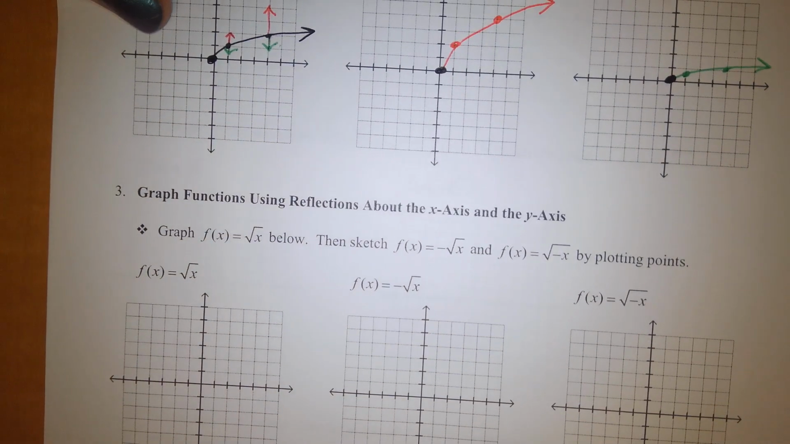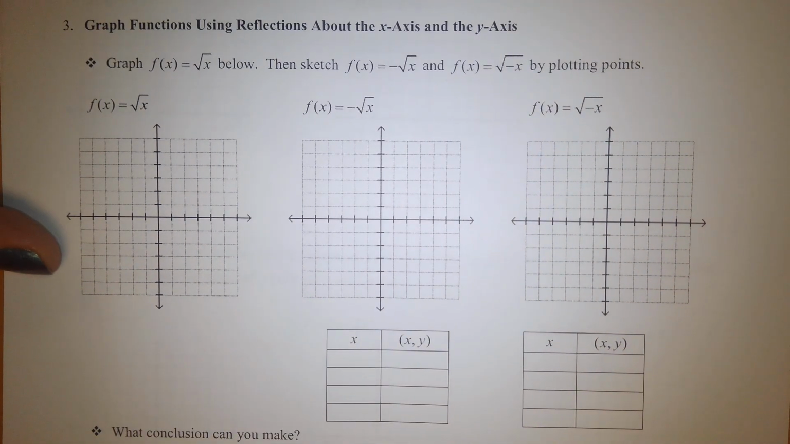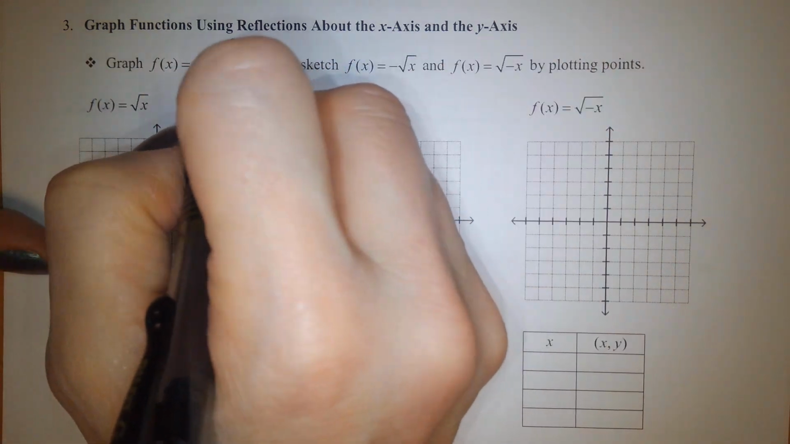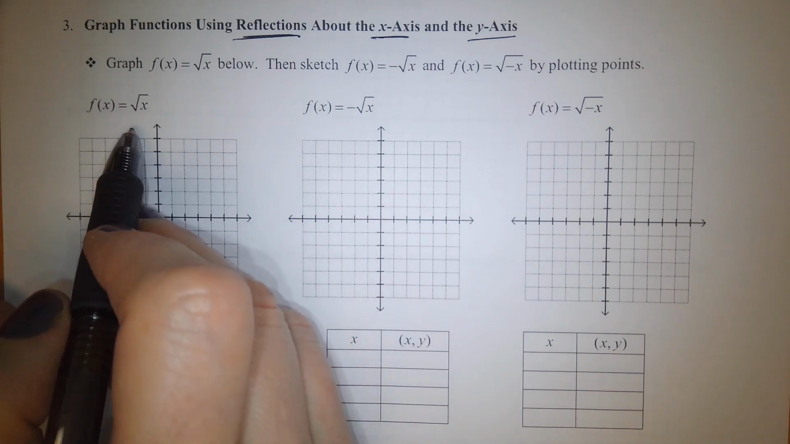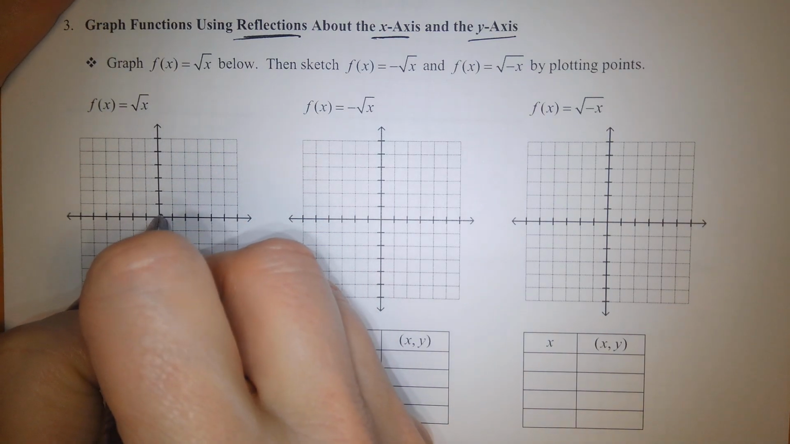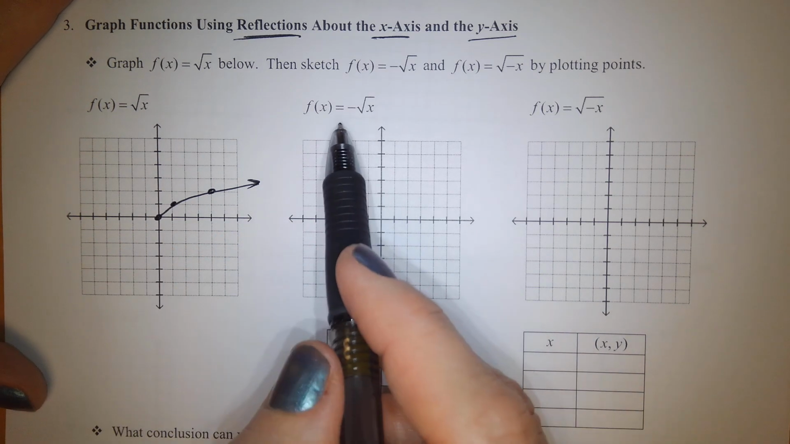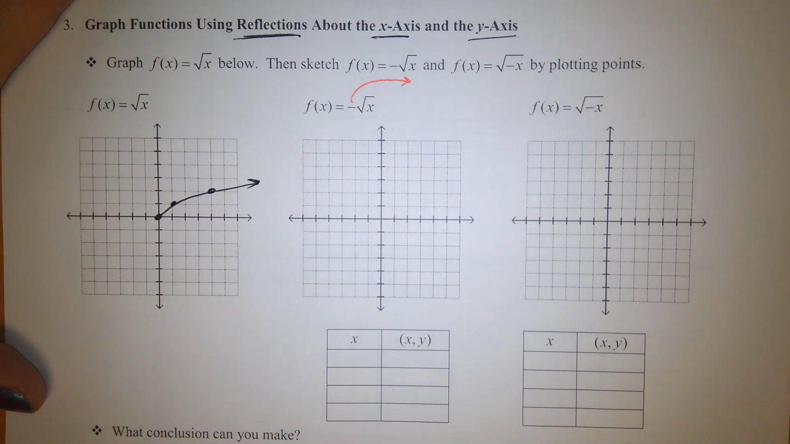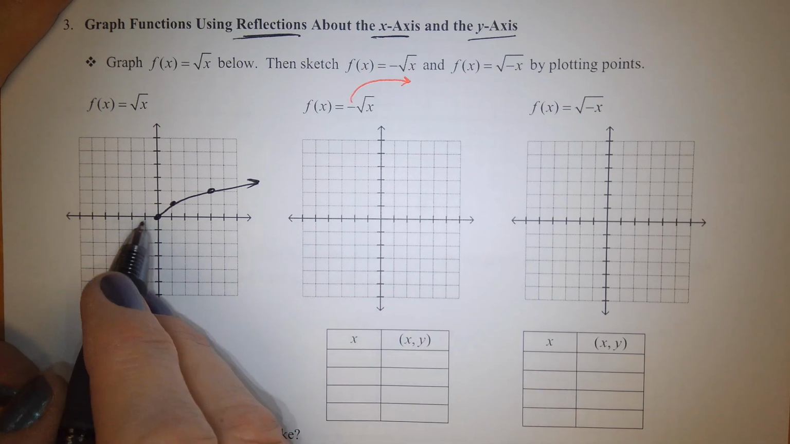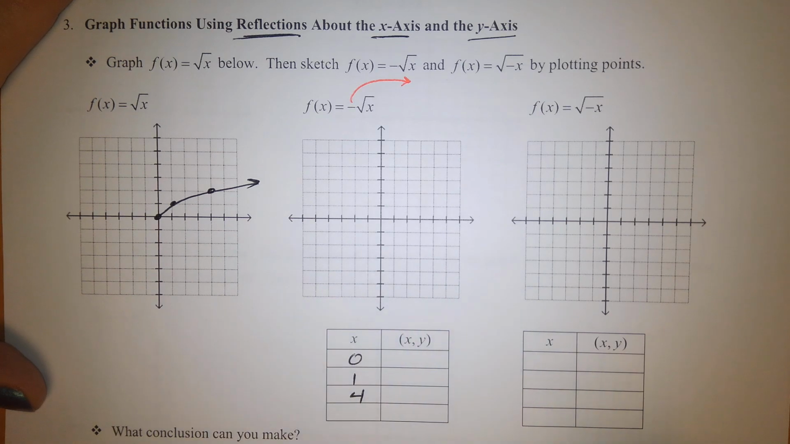Okay, so the third part to this section is graphing reflections. So we're going to talk now about using reflections over the x and the y axis. So let's first start with the square root function, which we just got done discussing above. We have these key points. And now I'm going to put this negative in front of the function. Let's see what it does to my graph by plotting some points. So here I've got points at 0, 1, and 4. So let's put those in and see what happens.